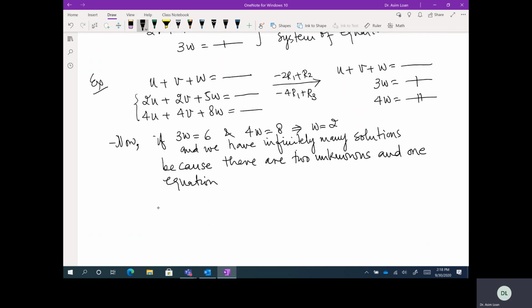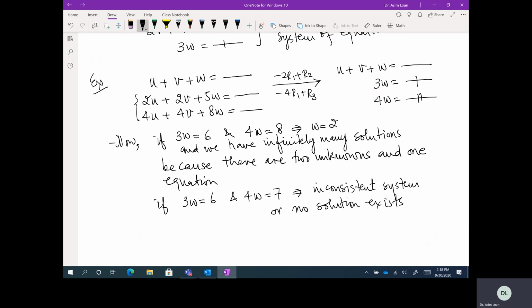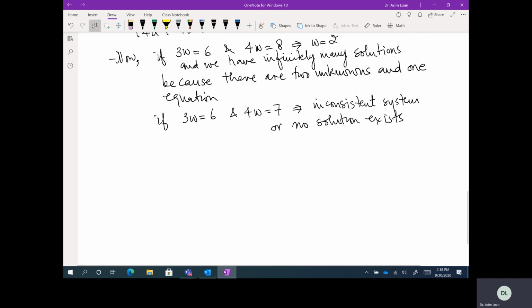Okay, and if 3w equals 6 and 4w equals 7, this implies this is an inconsistent system, or no solution exists. Again, these are the singular cases that we have already discussed before. Okay.